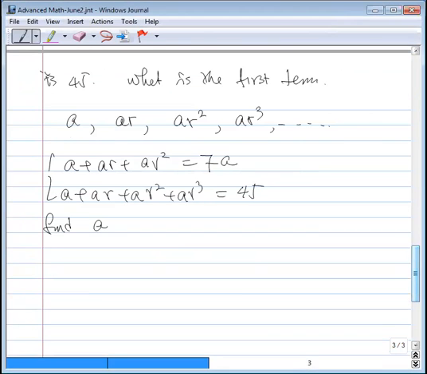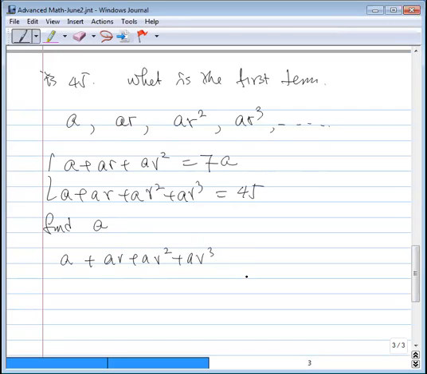So you see that you have 2 variables, 2 unknowns, right? You should be able to solve the problem. Okay. So the idea is, what is 45? 45 is 3 times 3 times 5. I'm going to try to find the easy way to solve these 2 equations. So the second one is 8 times, right? And you can write AR plus AR squared, AR cubed.